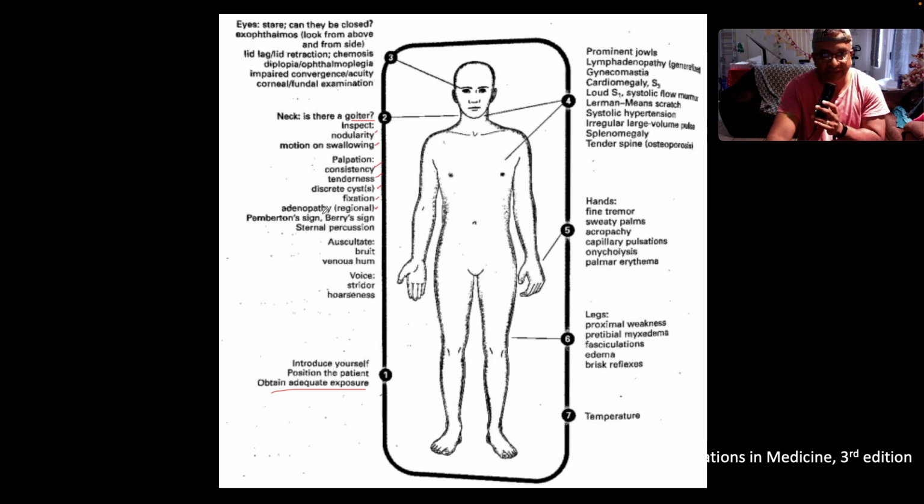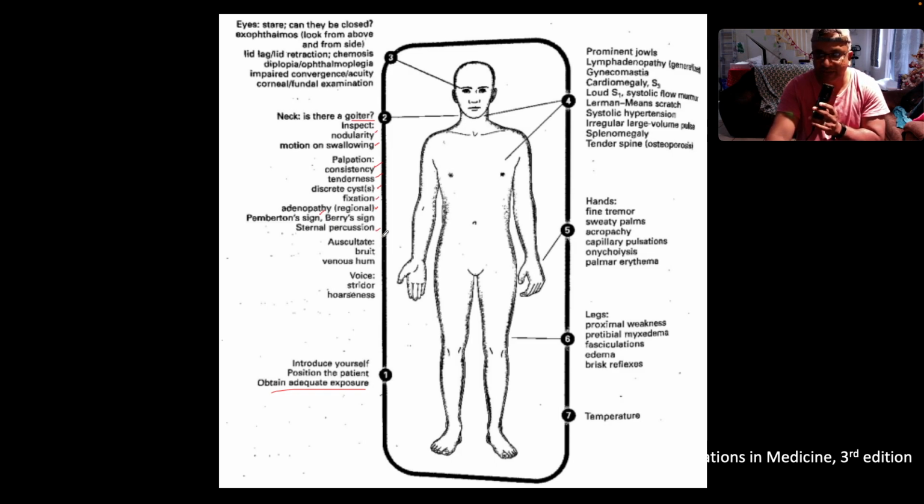Test for Pemberton sign. Pemberton sign is a sign of thoracic outlet obstruction. So essentially what you do is ask the patient to raise both arms for at least 60 seconds, and what you're going to see is facial plethora, non-pulsatile elevation of the jugular venous pressure. You may even see stridor. Okay? And then you percuss the sternum to check for retrosternal extension, right?